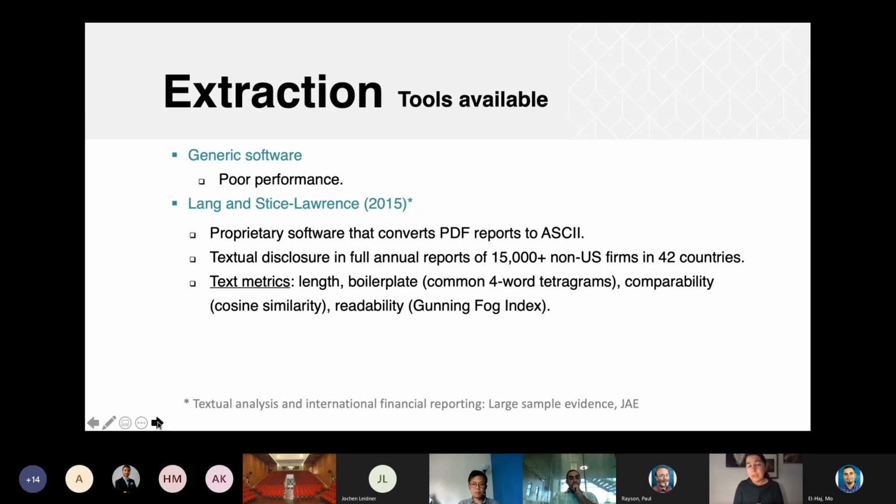They looked at the length of the report. They had some boilerplate measures based on common tetragrams. They did a bit of comparability, so looked at the reports and compared them to US peers and saw how comparable they were. They used cosine similarity for that, and then some readability. So a bunch of text metrics that were meant to proxy for the quality of the reporting. And then they looked at the determinants of what these text metrics, the quality, would be. So do firms that follow IFRS, so that's one very, very popular set of accounting standards, do firms that follow those standards, do they report a little bit better?